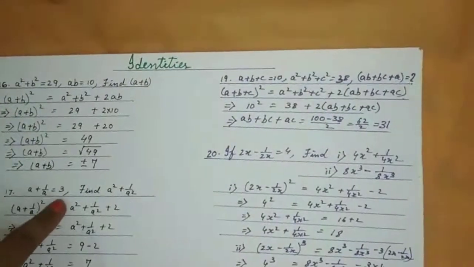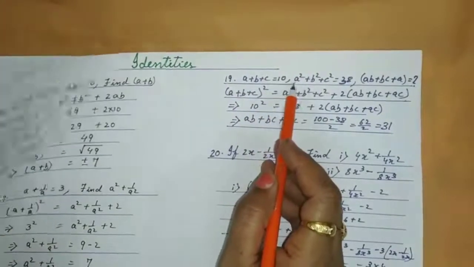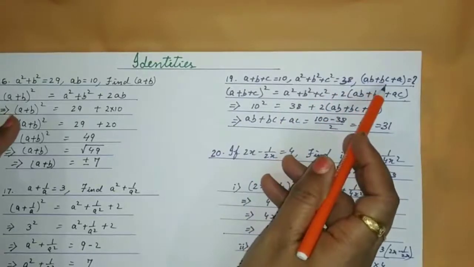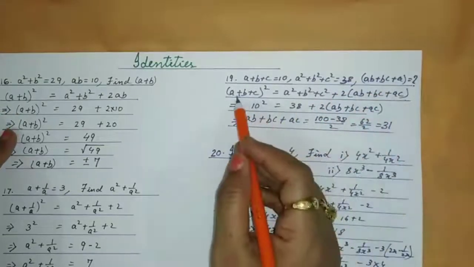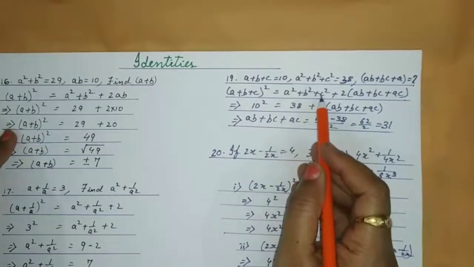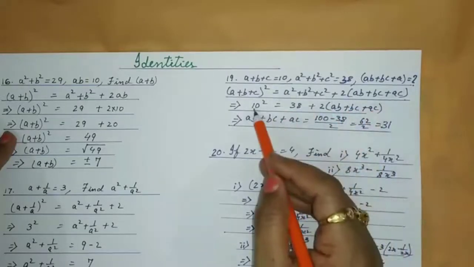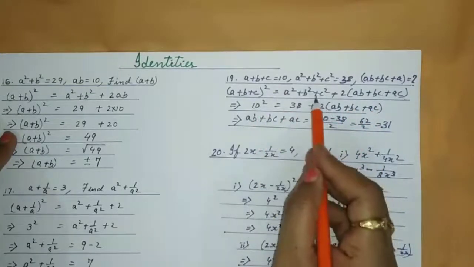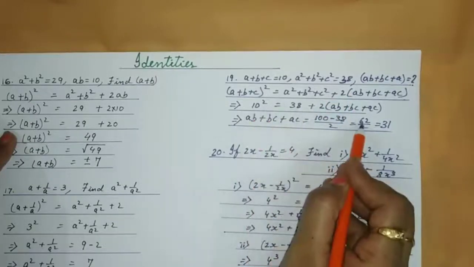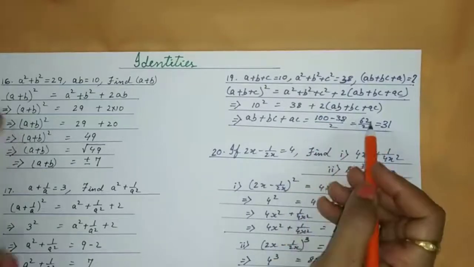Question number 19. A plus b plus c is 10. So a square plus b square plus c square is 38. Find ab plus bc plus ac. So (a plus b plus c) whole square is a square plus b square plus c square plus 2 times (ab plus bc plus ac). Substitute. 10 square is 100. This one is directly given, 38. 100 minus 38 is 62. Divided by 2 will give you 31.